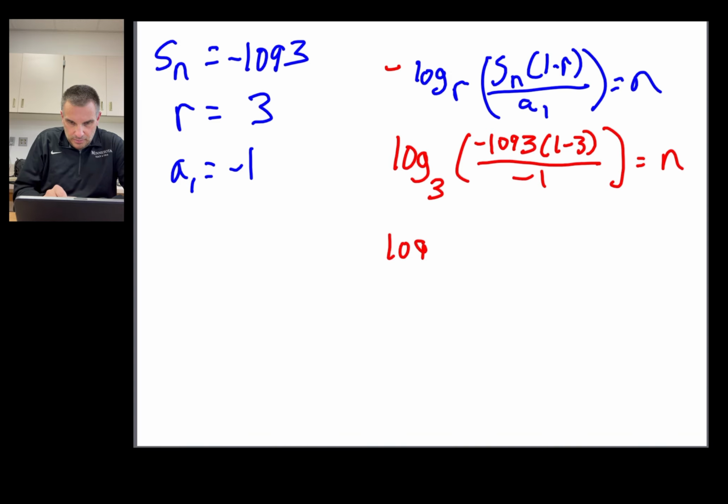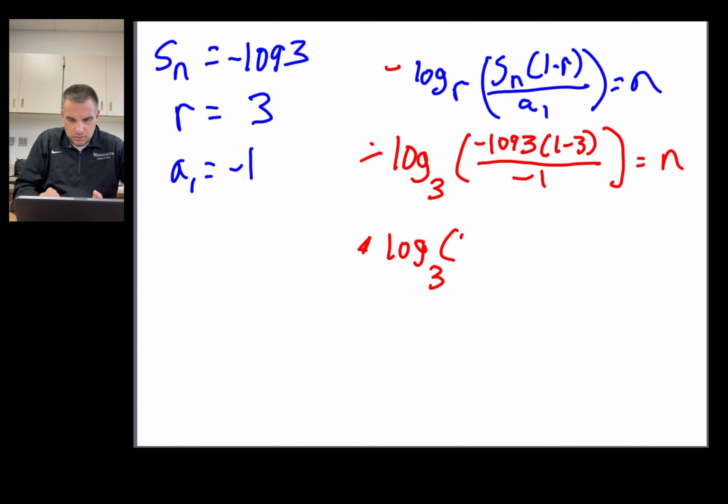So that's log base 3. I've got to figure out what all that mess is. I've got a negative sitting there. Negative 1093 times negative 2, divided by negative 1. Okay, and then a negative, that's where we're just going to make it positive.